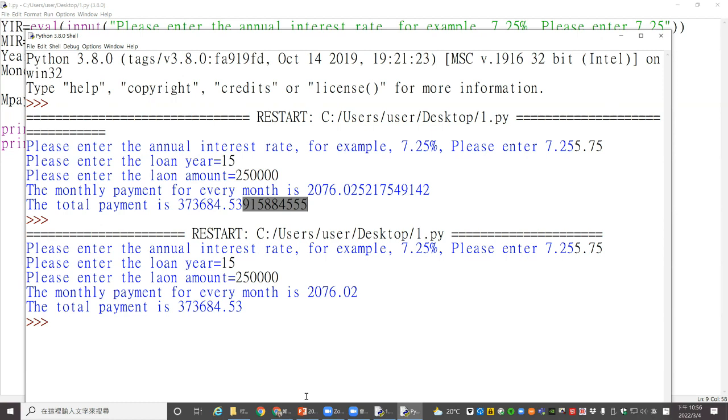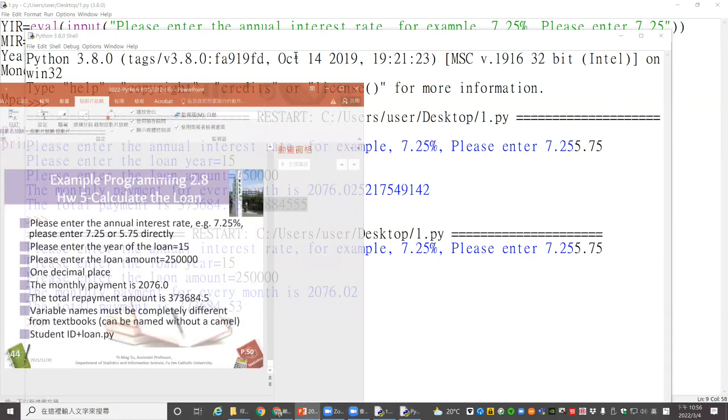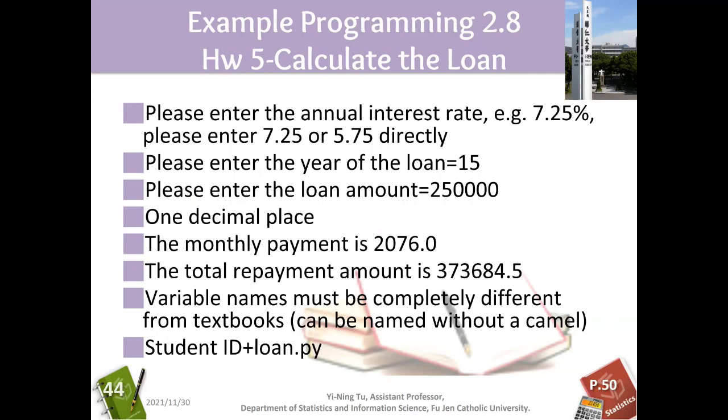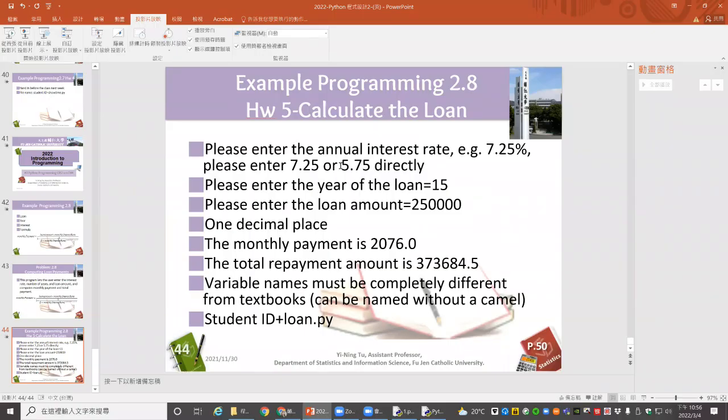So now you already know how to do it, especially how to process the formula. Okay, so this is the assignment here. It is homework 5, calculate the loan. So please enter here. We just have to enter 5.75 directly and enter the loan amount. We just need 1 decimal place. Okay, so we just will have 1 digit, and you know how to do it.